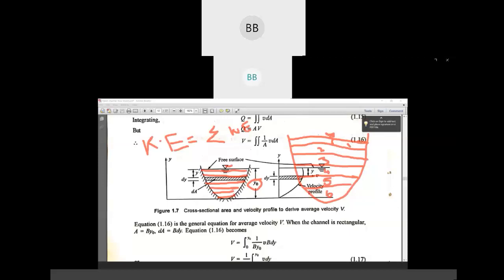Now if we consider small elementary areas 1, 2, 3 of the same depth, then if we find out the kinetic energy for 1, and add the kinetic energy for 2, 3, 4, 5 till 6, you are going to find out the kinetic energy for the whole cross sectional area. If you add all the kinetic energy, then you can say that is the kinetic energy for the whole cross sectional area.